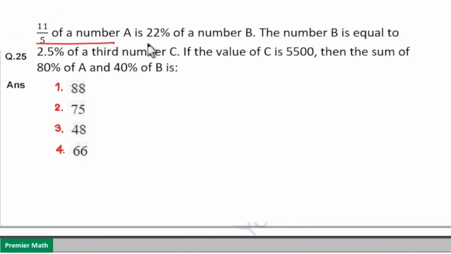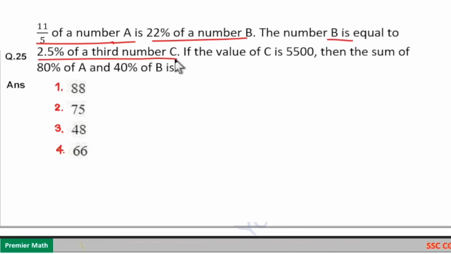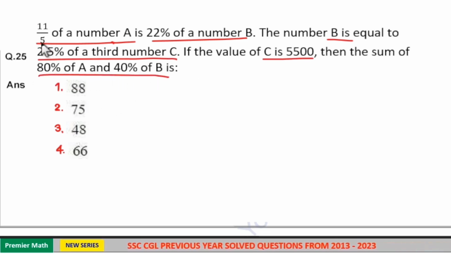11 by 5 of a number A is 22% of number B. The number B is equal to 2.5% of a third number C. If the value of C is 5500, then the sum of 80% of A and 40% of B is. Here 11 by 5 means 2.2.